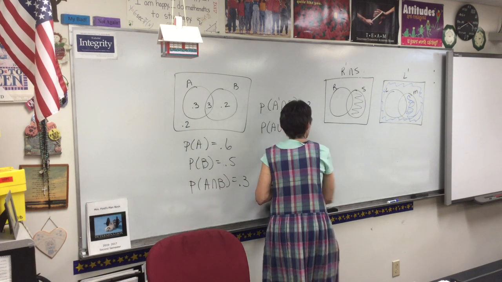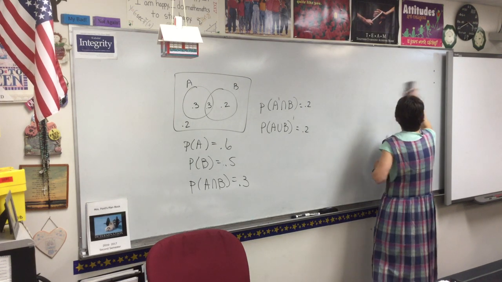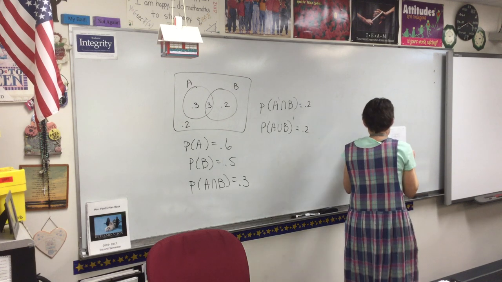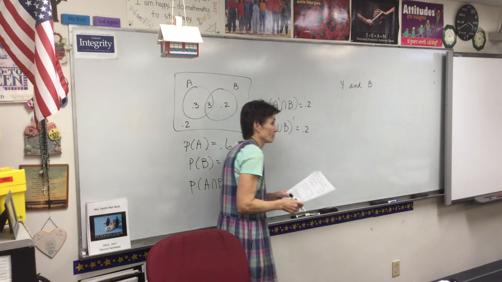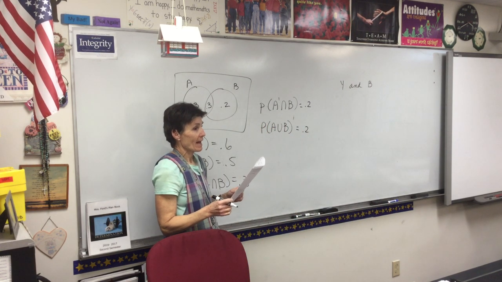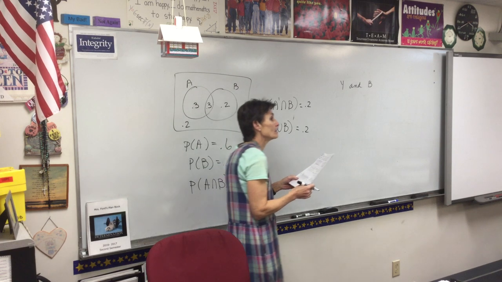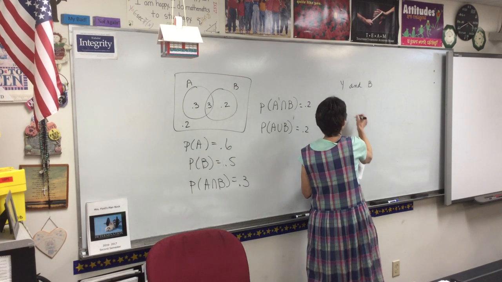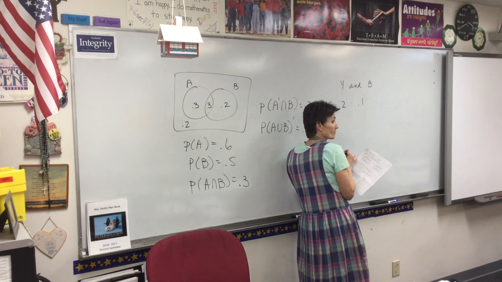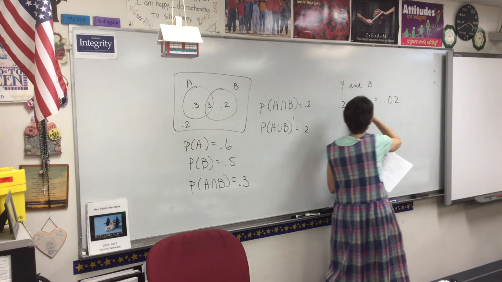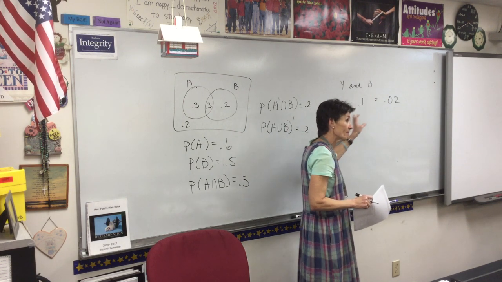Okay, now we have our bags of M&Ms again. And we're going to reach in and grab one from each bag. We want one yellow and one blue. So what do you think about that? 0.2, because the yellow is 0.2 and the blue is 0.1. So that would be 0.02. Why am I multiplying them? Because here's the yellow number and the blue number. Does everybody understand that?